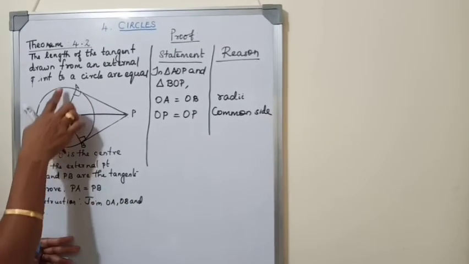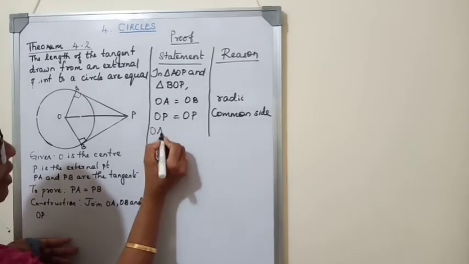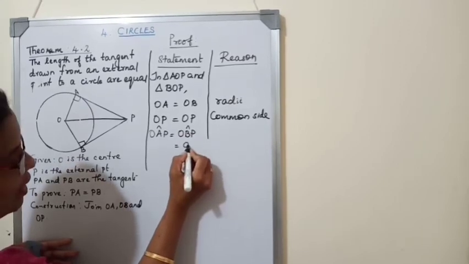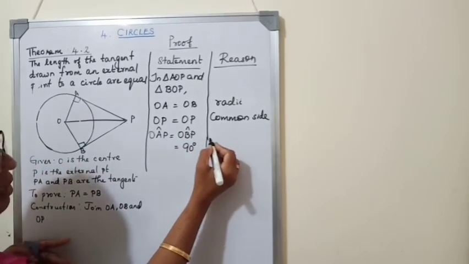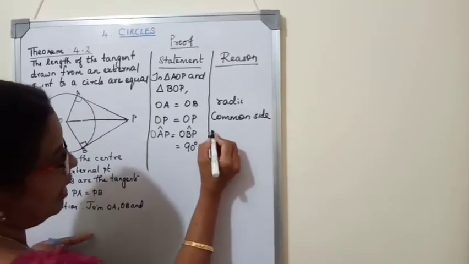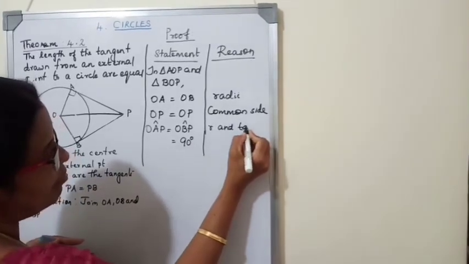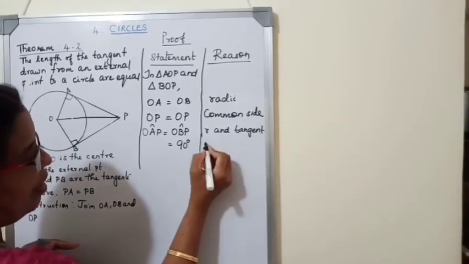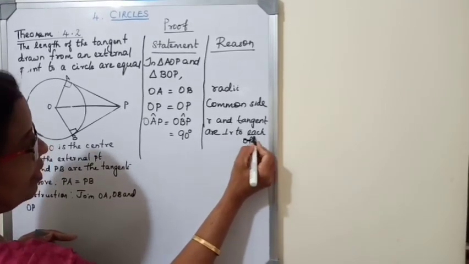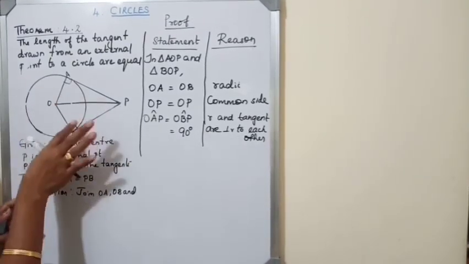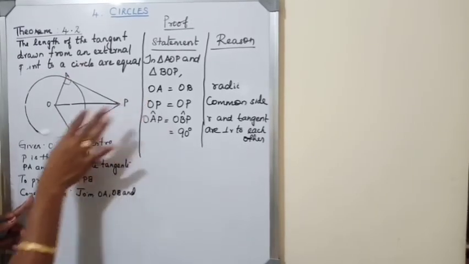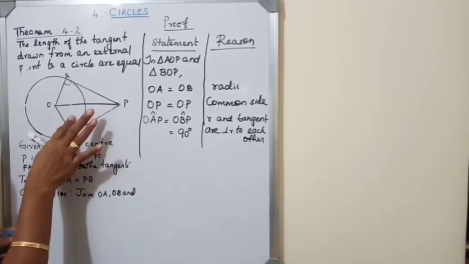So the next point we have to write is angle OAP is equal to angle OBP is equal to 90 degrees. Reason we can write: theorem, or radius and the tangent are perpendicular to each other. So here we proved OA is equal to OB, radii; OP is equal to OP, common; angle OAP is equal to angle OBP, radius and tangent are perpendicular.